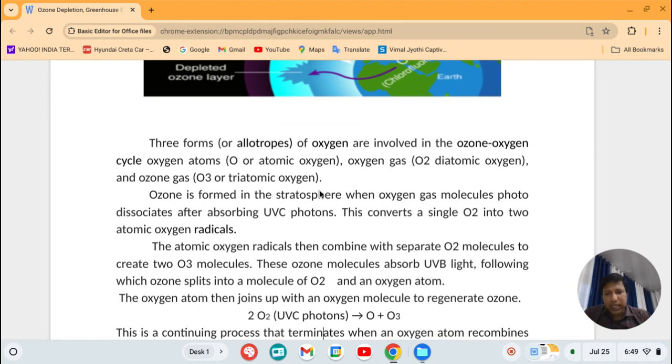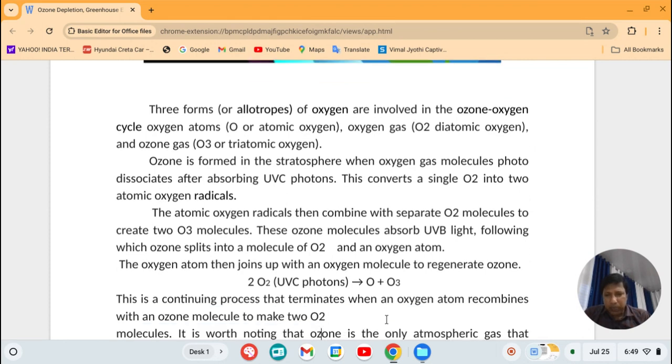So the process is like this. If you consider this equation, you can easily understand what is happening. 2O2, when it absorbs energy from UVC photons, O2, O and O3 will be formed. Now this process is protecting the Earth's atmosphere from UVC photons. Okay, UVC, ultraviolet C classification.